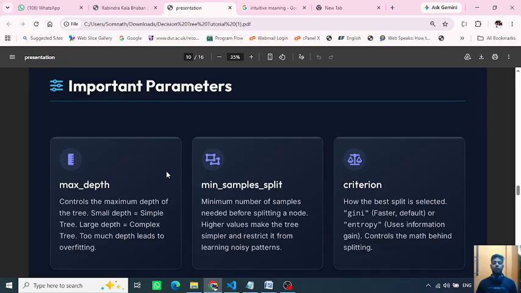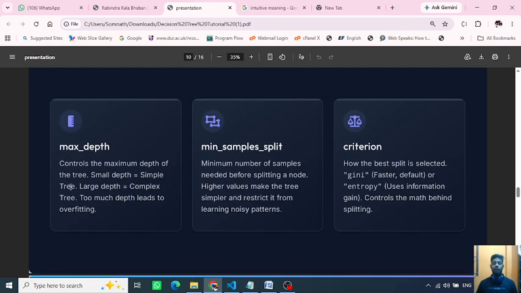Let's explain the important parameters. Just remember this, just know these parameters. In the next session, I'll explain, I mean, you'll see how we can use those parameters to create the decision tree model.